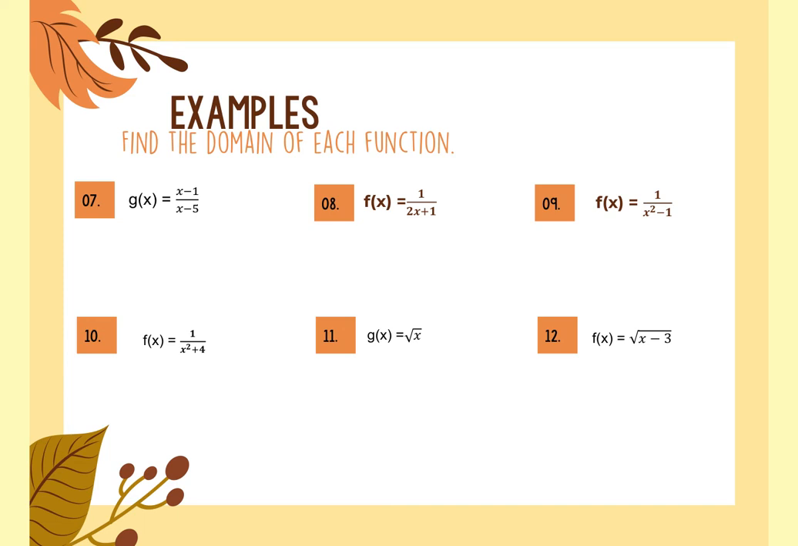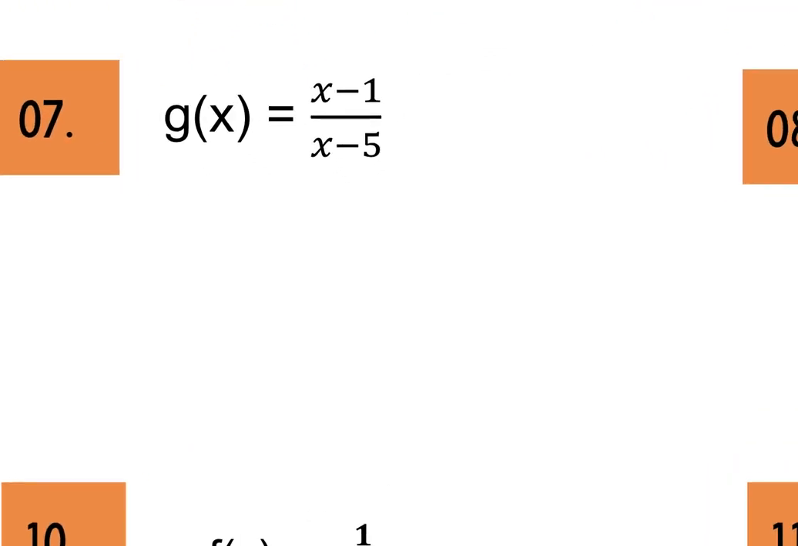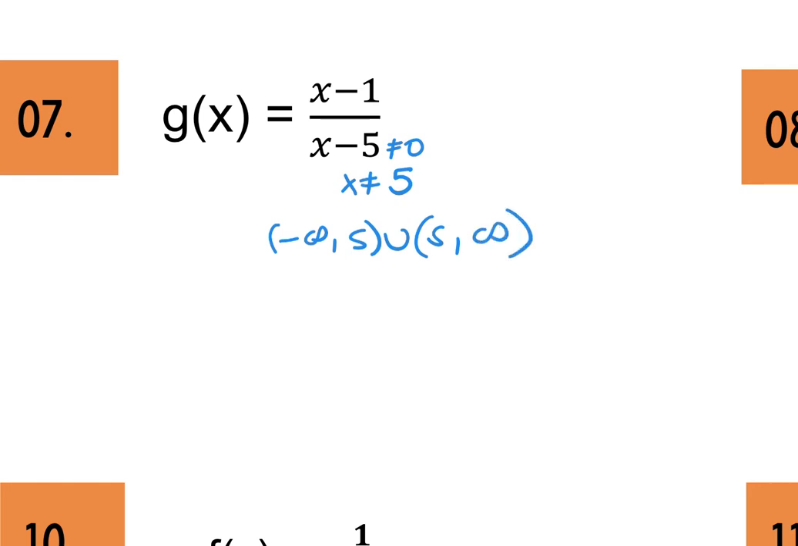All right. Go to 7. Same set of instructions. Is there a variable under the square root or in the denominator? Yes. I can completely ignore the 1 in the numerator. It does not have any impact. I can have a 0 on the top. But the bottom cannot equal 0, which means x cannot equal 5. So it would be all real numbers except 5, or negative infinity to 5, 5 to positive infinity.